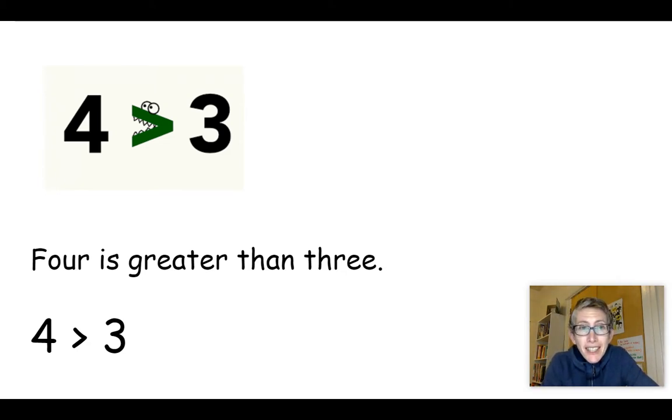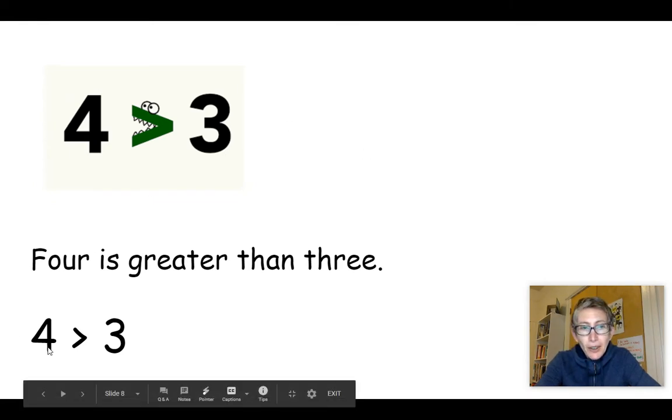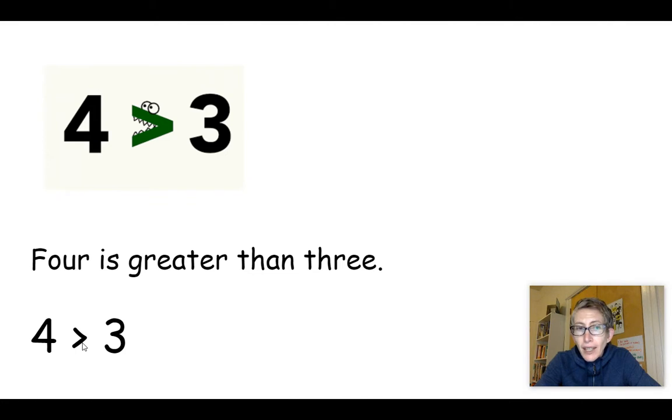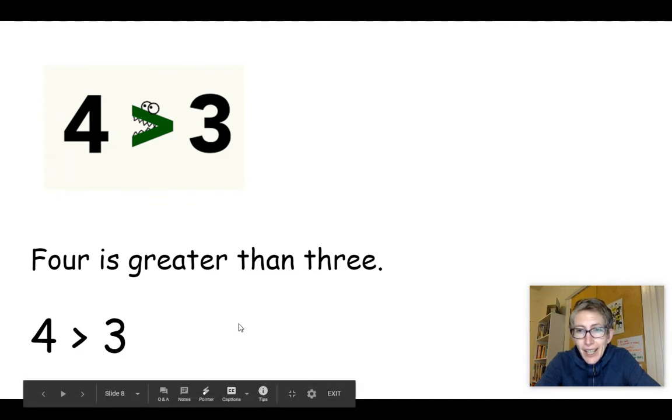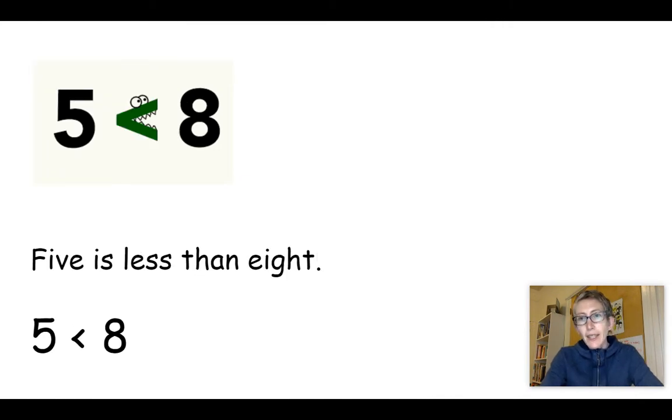The way we read this number sentence is like this. 4 is greater than 3. And the way we write it is like this. Look at these numbers down in the corner. 4 is greater than 3. It's just a little triangle that's trying to eat the number 4. Now look at these two numbers. We've got number 5 and number 8. Which one is smaller? That's right. The number 5 is smaller. So here's how we're going to say it. 5 is less than 8.